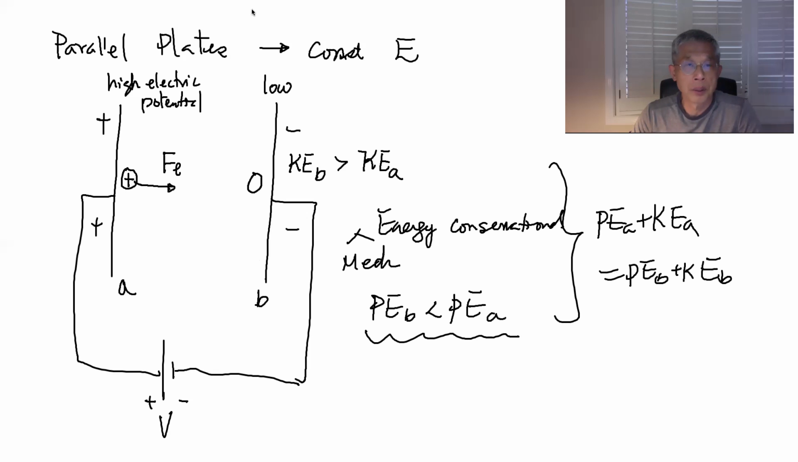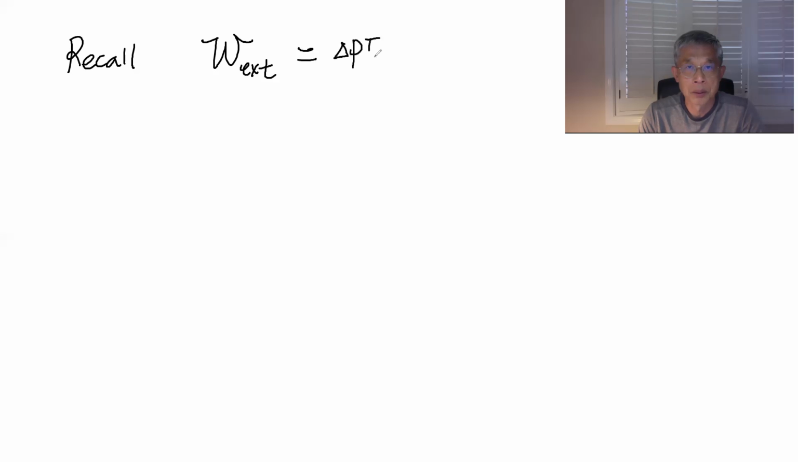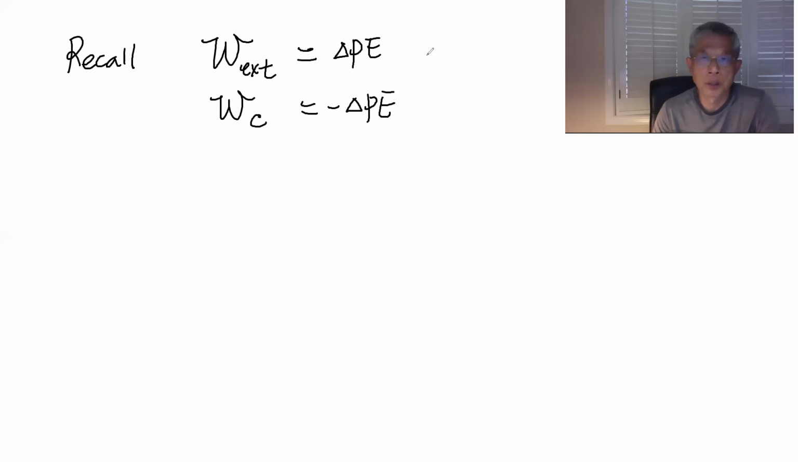Now I'm going to clear that. We're going to recall from chapter 6 that the work done by an external force is always equal to delta PE, and the work done by the conservative force is always equal to negative delta PE. So this is from chapter 6.